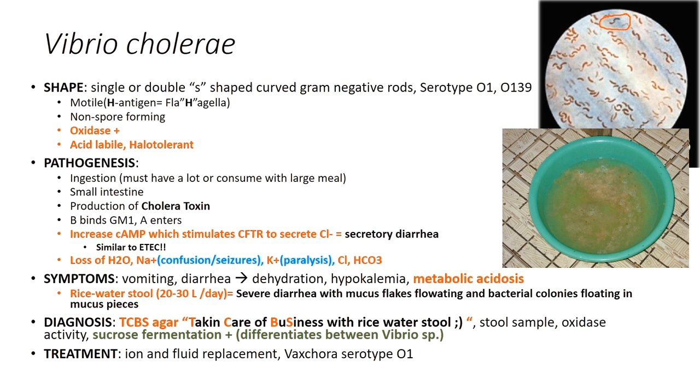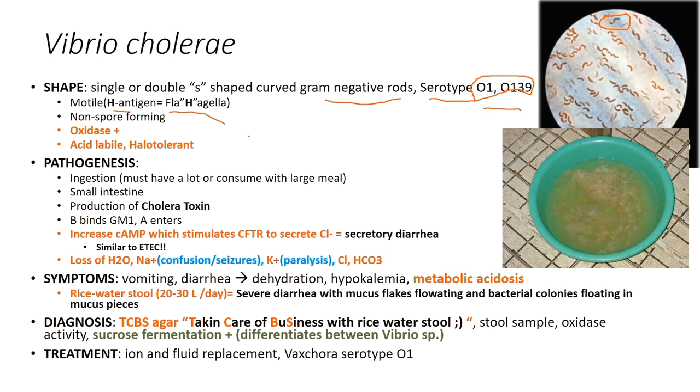They're gram negative, and the serotypes O1 and O139 are the ones that are going to be causing the disease of Vibrio cholera. There are other serotypes of this that do not cause this severe form of this. So keep that in mind. You're going to be looking for that O1, O139 seropositive or antibodies against that in order to diagnose this. These guys are motile, so they have that H antigen. So remember that H is for flagella. And so that's how I remember that guy.